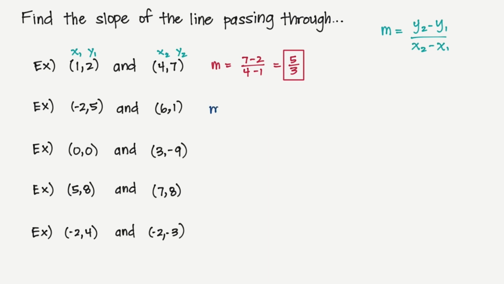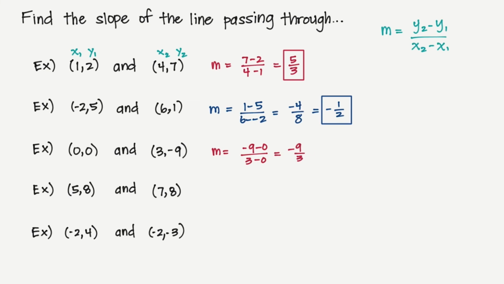All right, let's do this again. Let's subtract our y's, so 1 minus 5, and then subtract our x's, 6 minus negative 2. That simplifies to negative 4 over positive 8, which equals negative 1/2. All right, let's go ahead and find our next slope. So I'm going to subtract the y values. So that's going to be negative 9 minus 0 over subtracting the x values, which is 3 minus 0. So that's negative 9 over positive 3, which simplifies to negative 3 for the slope.